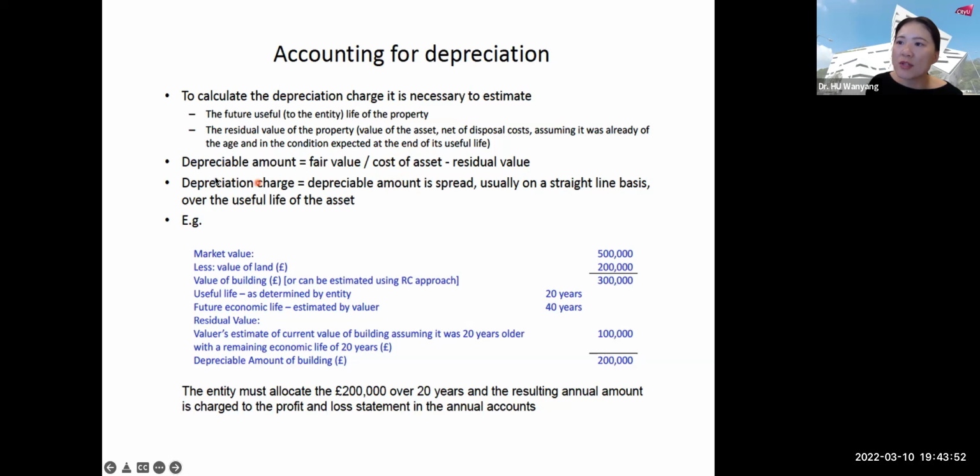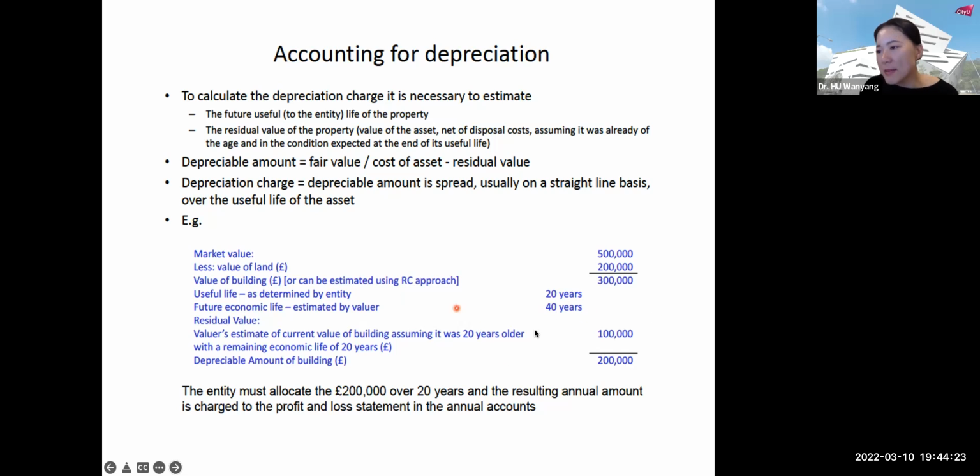So the depreciable amount is the fair value of the asset minus the residual value, and then we spread the depreciable amount over the useful life of the asset. Let's say 20 years useful life. Then we just divide this depreciable amount by the 20 years.